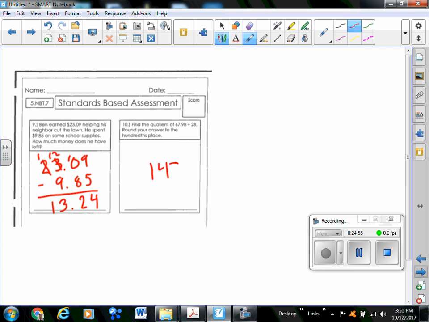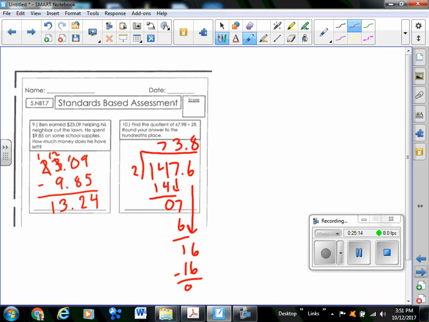And last one, number 10 on your test. We had 147 and 6/10. Dividing that by 2. 2 goes into 14 7 times, gives you 14. Leaves you with a 0, bring down the 7. 2 goes into 7 3 times, which leaves you with a 6. 1, bring down the 6. Add your decimal point. 2 goes into 16 8 times, which is 16. Left with nothing, and your test is done.